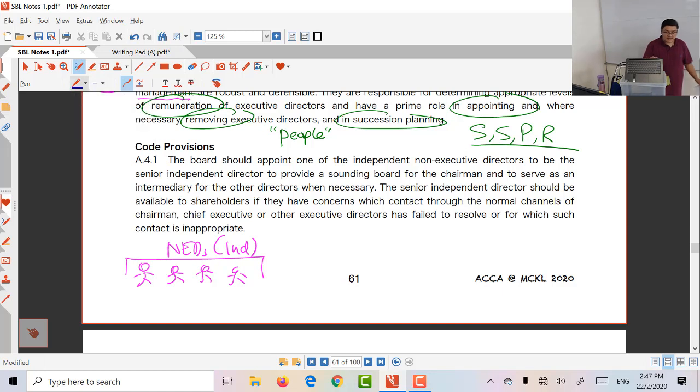Now, of the NEDs that you have here, one of the NED will be made the chairman. I don't care who, but one of them that you think is suitable will be made chairman. One more NED will be made SID. It's just a position that we give them. It's like a deputy chairman or an assistant chairman. But we don't call it deputy chairman. We call it a senior independent director. So you have a different title.